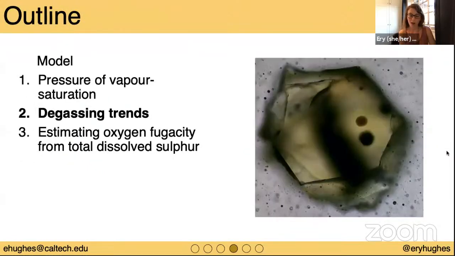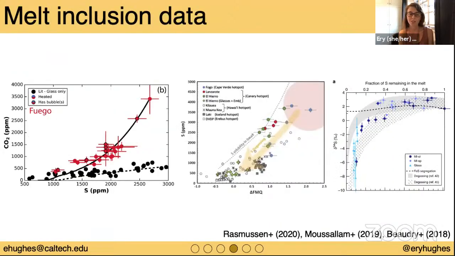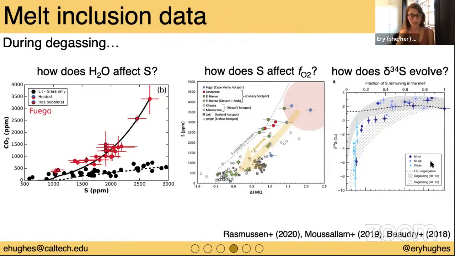So next I'd like to talk about how sulfur, oxygen fugacity and water affect degassing trends, including their effect on isotopes. This is really motivated by the fact we have a lot better and more comprehensive studies of melt inclusions, which means we have a lot of information about the degassing process, including concentrations, the speciation of redox-sensitive elements, and also isotopes. And what we need is a model to be able to interpret that.